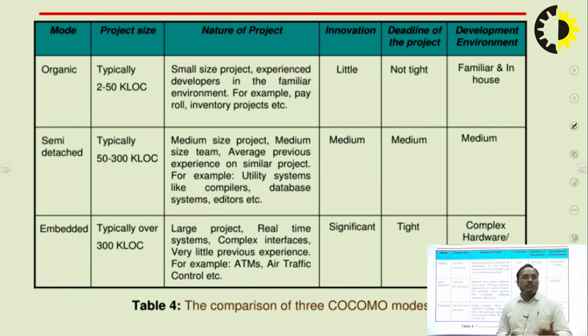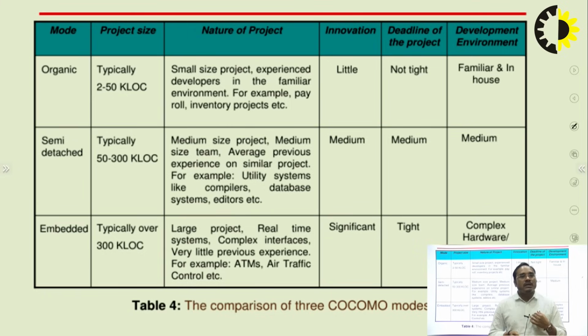Now I am going to discuss the second model, called the semi-detached model. The semi-detached model is basically used for 50 to 300,000 lines of code. This model is known as the medium-sized project model, and it is used for utility systems like compilers, database systems, editors, etc. So the organic model is used for small size projects, and the semi-detached model is used for medium size projects.